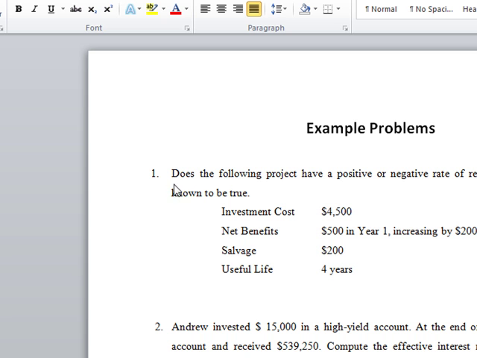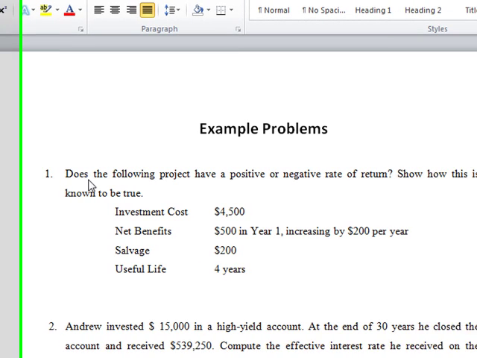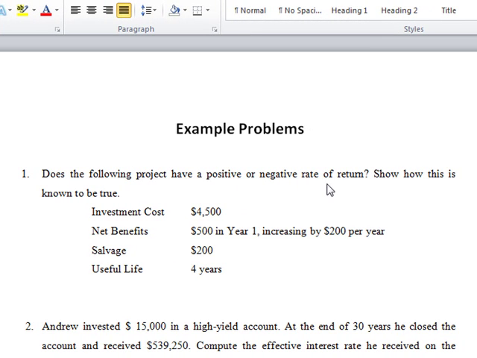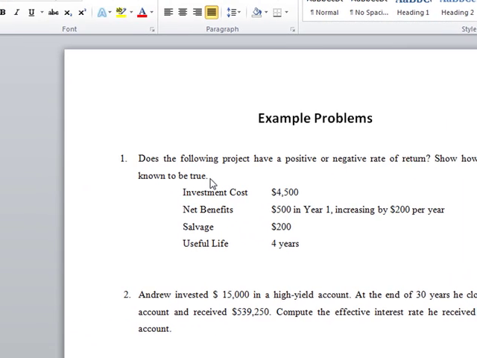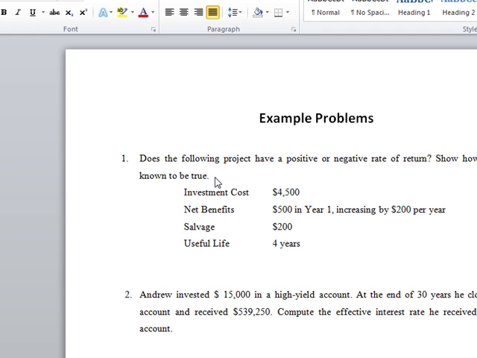So the first problem says: does the following project have a positive or negative rate of return? Show how this is known to be true. So we are basically talking about a project, and we need to find out whether the project has a positive rate of return or negative rate of return based on the values that are given to us. So let's go through these values.